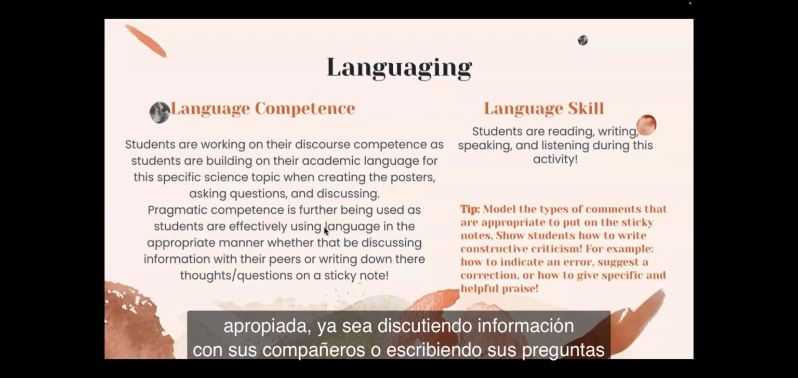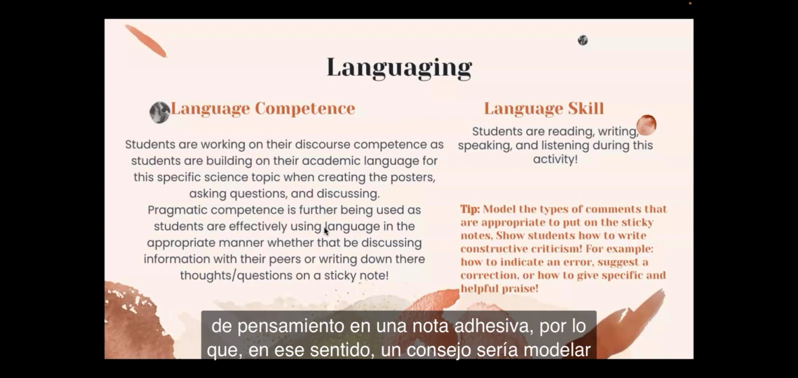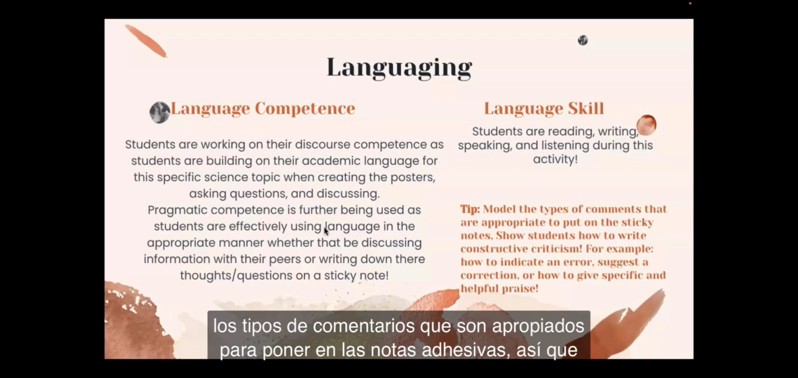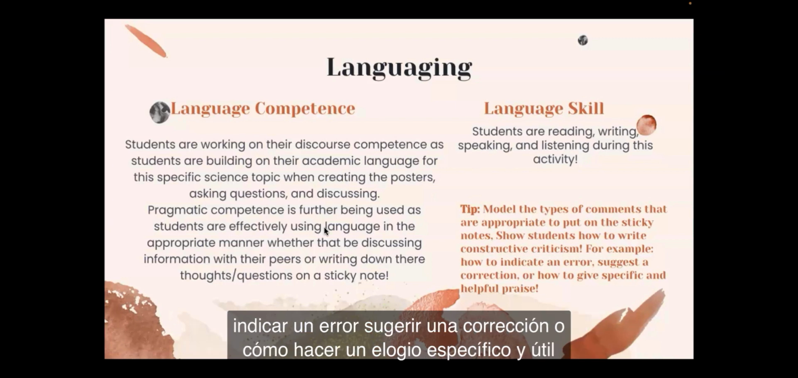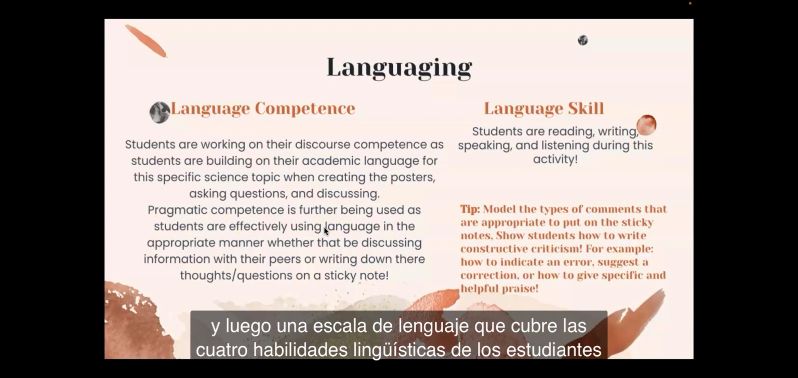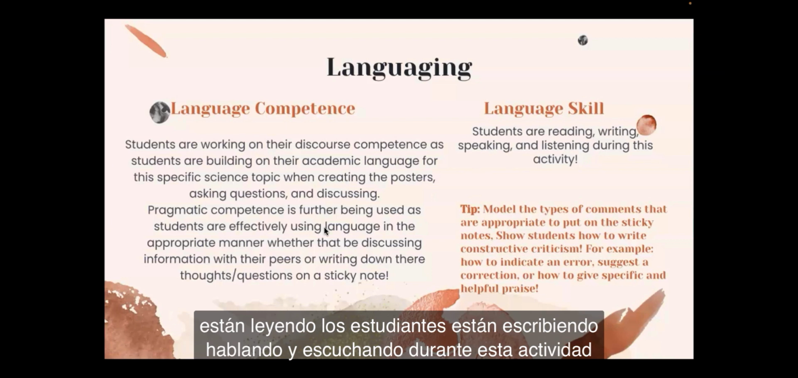So, in that regard, I said a tip would be to model the types of comments that are appropriate to put on the sticky notes. So, show students how to write constructive criticism. And then, for example, how to indicate an error, suggest a correction, or how to give specific and helpful praise. And then the language scale, it covers all four language skills. Students are reading, students are writing, speaking, and listening during this activity.